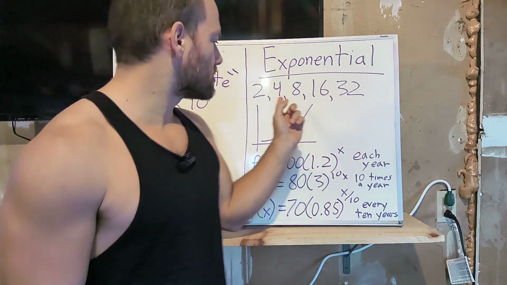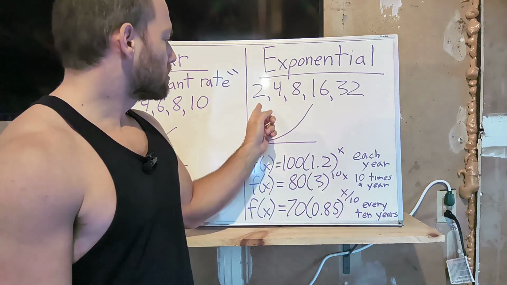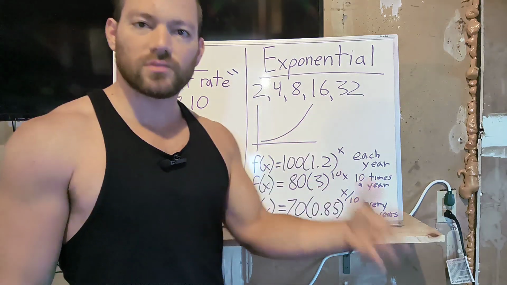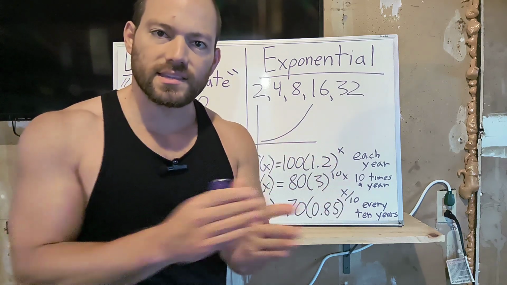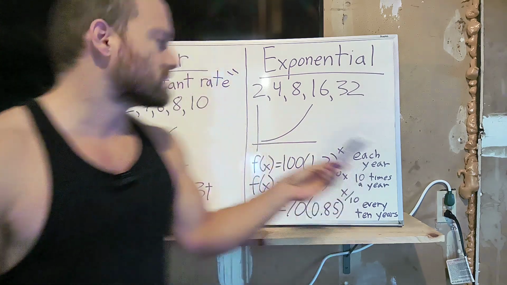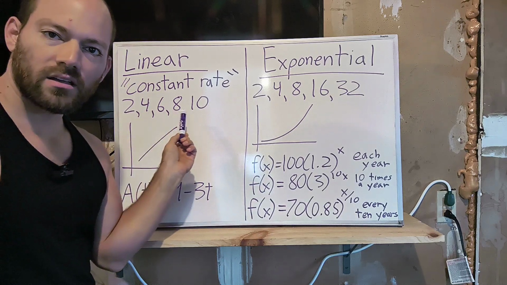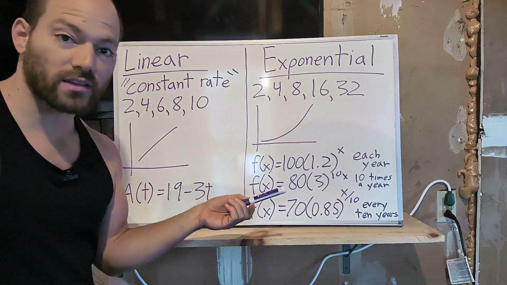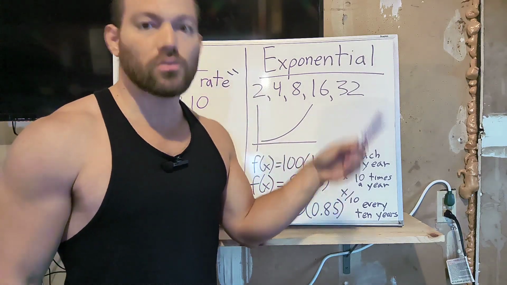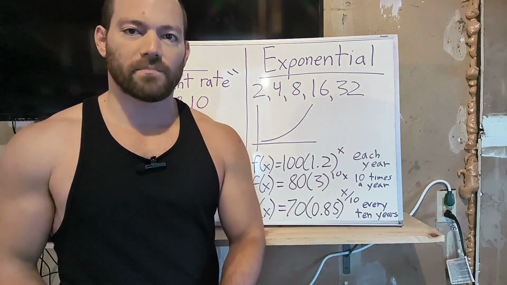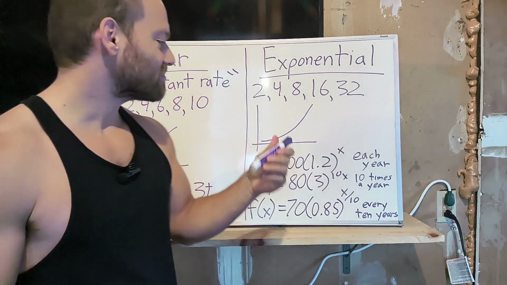Another way to look at it is to see that we're doubling each time, aren't we? 2, 4, 8, 16, 32. Each time we're getting doubled. So there is a consistent relationship. It's just that with linear, the consistent relationship is that we're always adding the same number each time, or subtracting. With exponential, it's that we're always multiplying or dividing by the same number each time. So that's the little difference there.